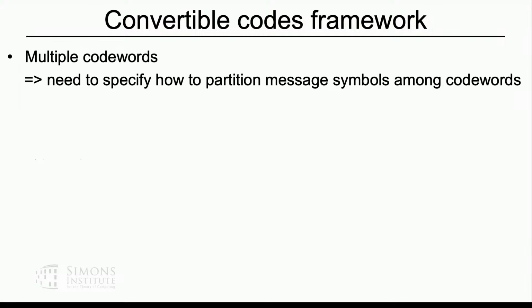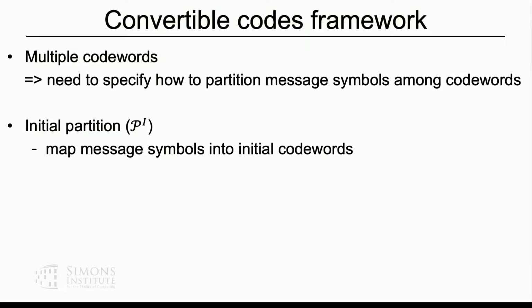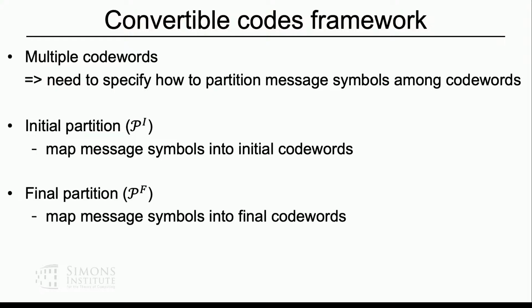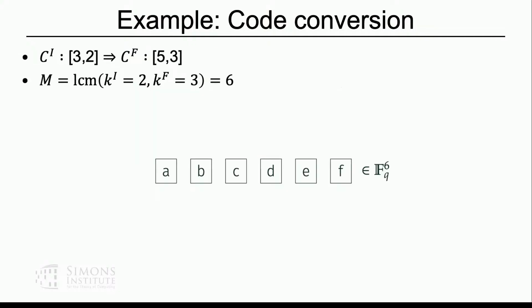Okay, so now, since we have multiple code words in the initial configuration and the final configuration, we will have to specify how the message symbols are partitioned across these different code words. So we will need an initial partition which maps message symbols to different code words in the initial configuration. Similarly, a final partition which says which message symbols belong to which code words in the final configuration. And we will have a conversion procedure.